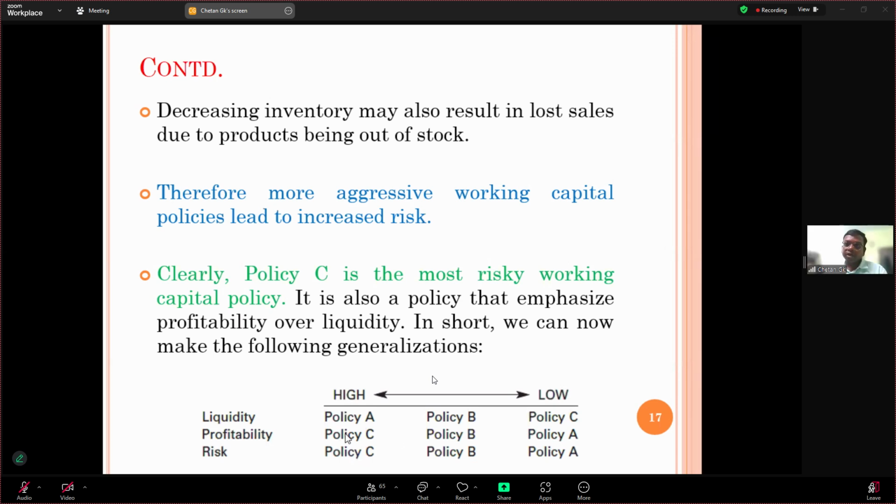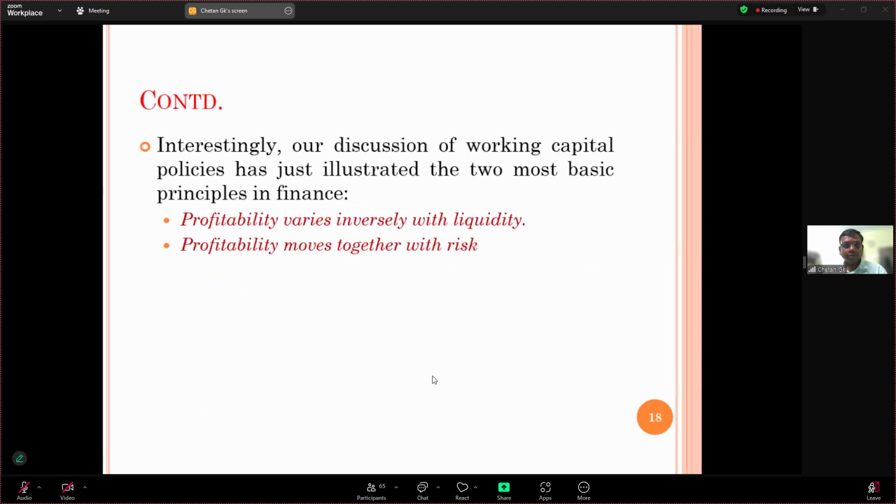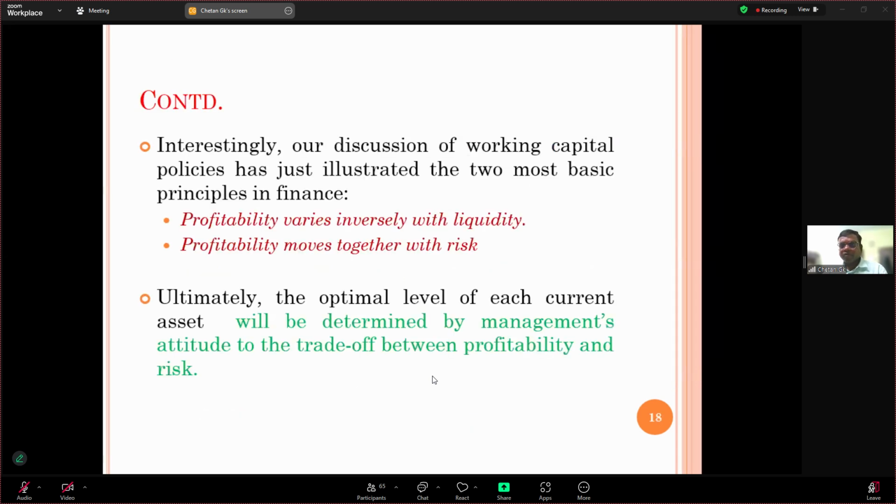Policy C means you have less investment in the current assets, and because of which the profitability is going to be high there. But risk is more in policy C. That is the reason we have to strike a balance between policy A and policy C. Maybe midway is going to be better. It's all theory that we are discussing, but how you actually handle it is what we will be discussing very soon.